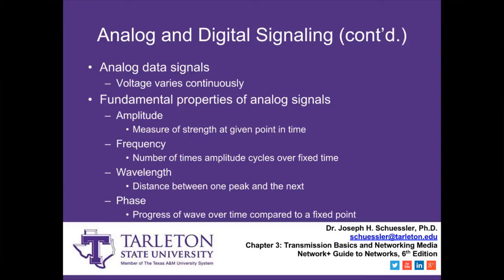Okay, so analog and data signals. With an analog signal, the voltage is going to vary continuously, so it's going to look like a wave, and that wave can take on different shapes, but there's going to be ups and downs, there's going to be peaks and troughs, and we'll see an example here in just a second. But some of the fundamental properties or characteristics of these waves are their amplitude, their frequency, wavelength, and phase.